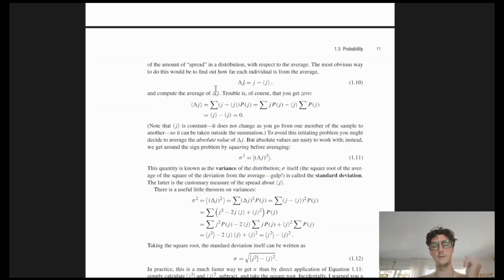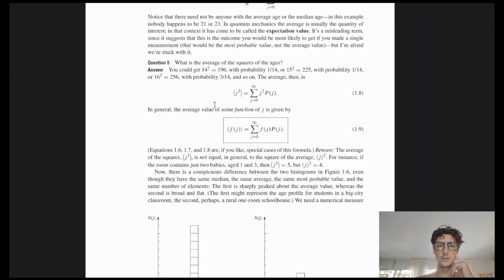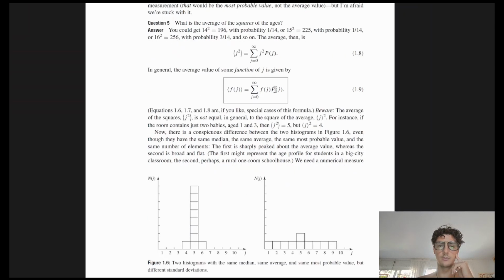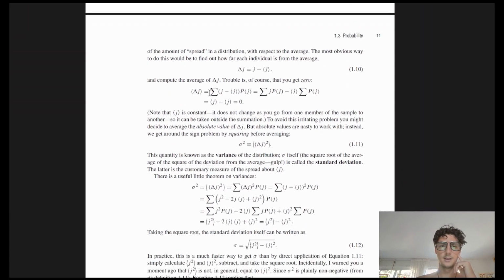To compute the average of delta J, trouble is, of course, that you get 0. So here we have delta J with the average brackets. We can compute this using this formula here, right? So we have the average brackets and we're just going to put delta J in there. Remember, delta J just gets brought here. You multiply it by the P of J here. And what we get is delta J in here. You just replace delta J with its definition from here. Boom, and you multiply by P of J. Then it looks like you simplify it. It looks like you distribute this P of J to the first J and to this average of J.